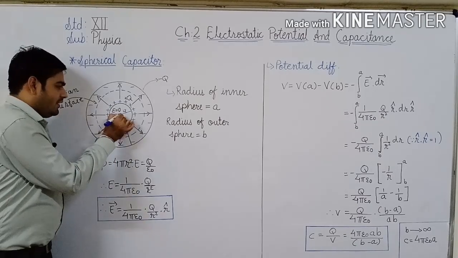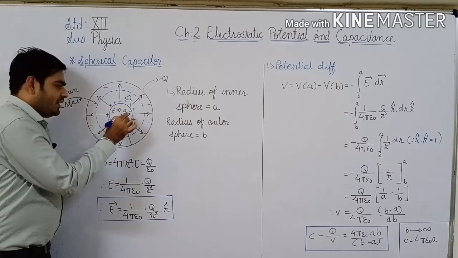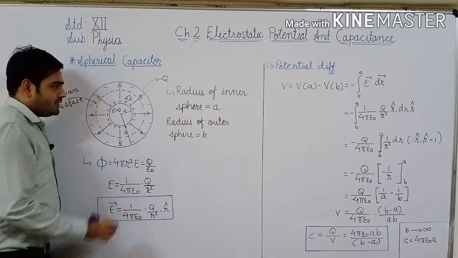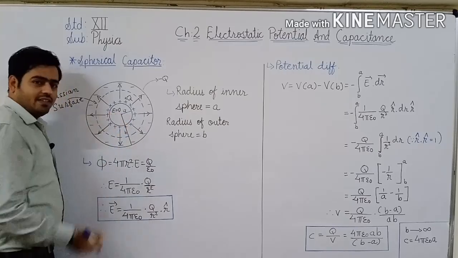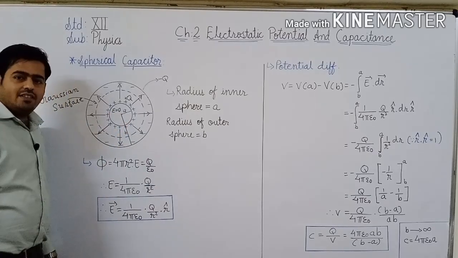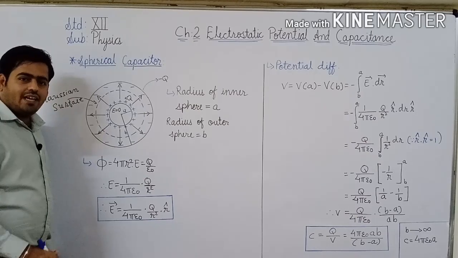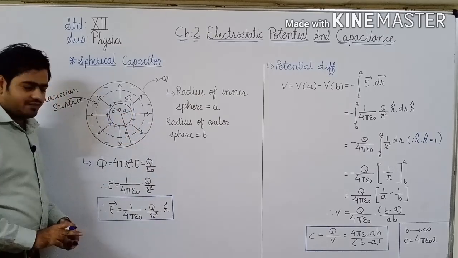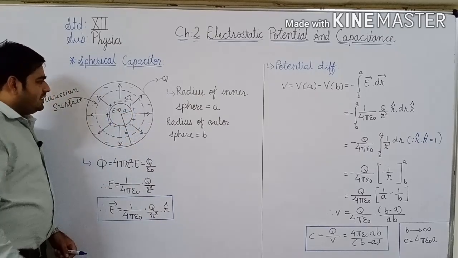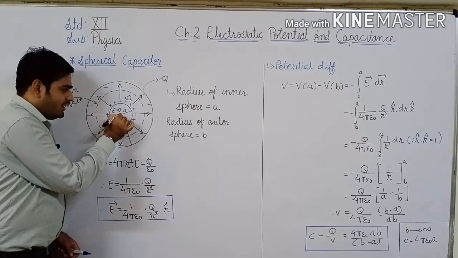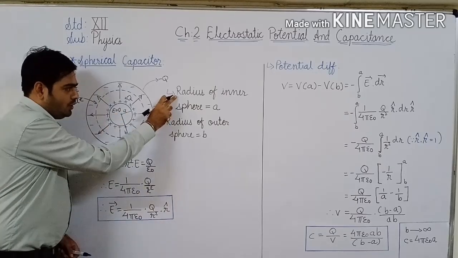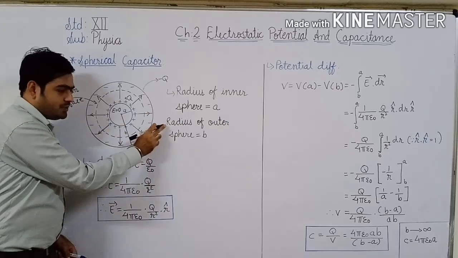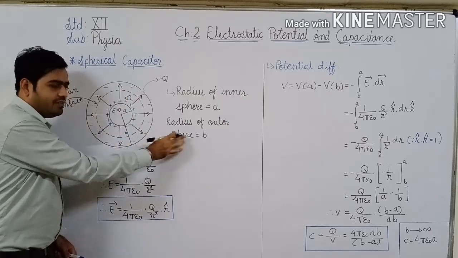Here we know that electric field inside the conductor is 0, therefore electric field inside the spherical shell of radius A is 0, and whenever charge is given to the conductor, it lies on the surface of the conductor, therefore this positive charge lies on the surface of the conductor. Now the radius of the inner sphere is equal to A, and the radius of the outer sphere is equal to B.